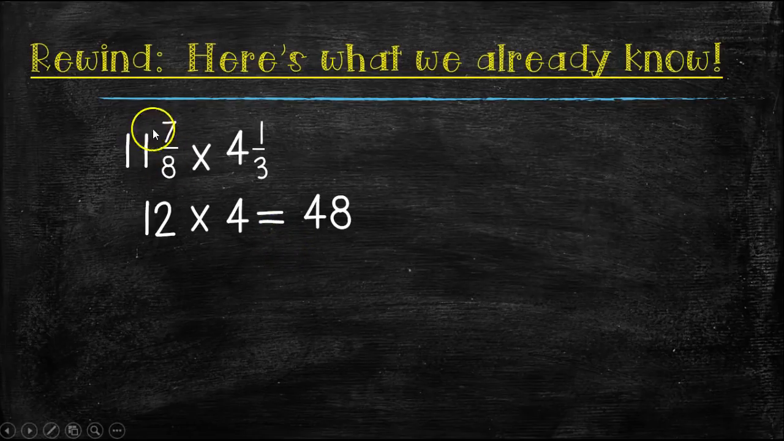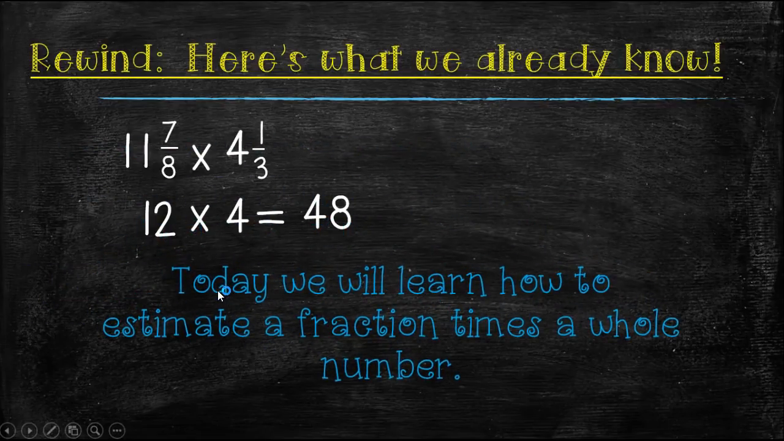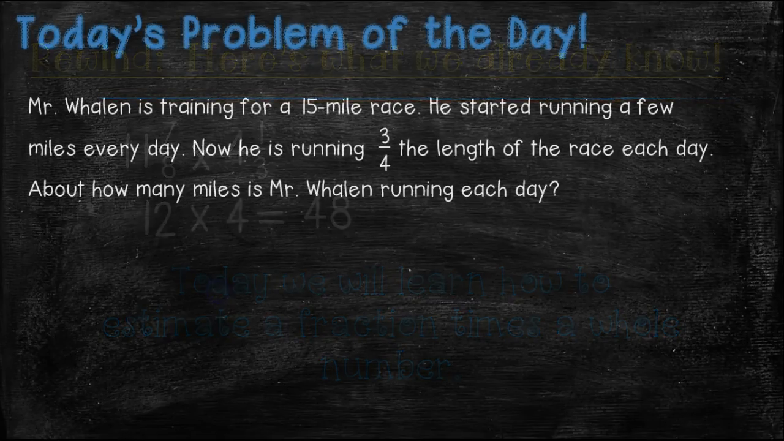However, when you are looking at a mixed number and you're going to choose a compatible number, you don't have to round it the way that we know. You can round it up or down depending on what makes it a better compatible number. So today we're going to learn how to estimate a fraction times a whole number.